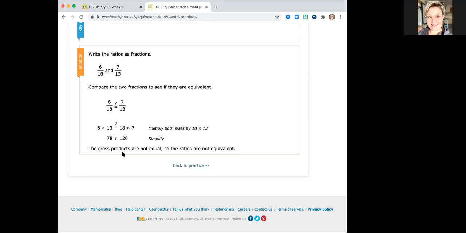And then the cross products here are not equal, so the ratios are not equivalent. And we're going to go ahead and practice that because that's a little bit different than what we've done so far when we're looking to see if they're equal or not. You can also do the other ways that we were saying if things were equal. You can also go ahead and do that. It's up to you. So let's switch over to a white paper, and we'll walk through one with you.